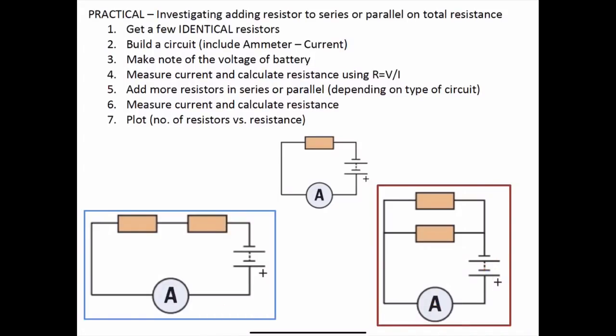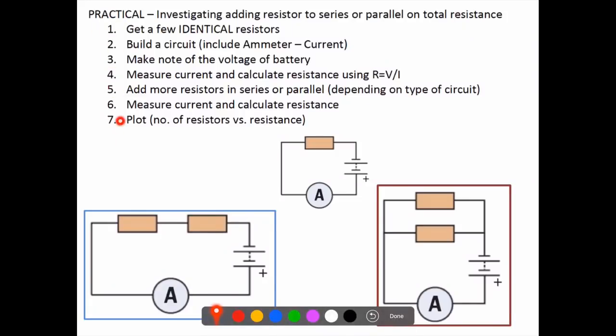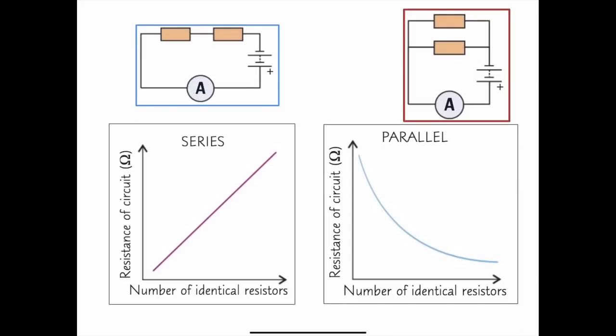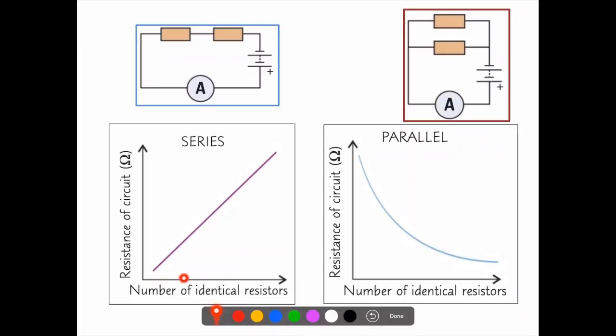Once you got your data, you then plot it. So make sure you remember these points. And now your data should look like this once it's been plotted. So in series, as you add more resistors, the total resistance should increase. But in parallel, as you add more loops and more branches, then the resistance will actually decrease.